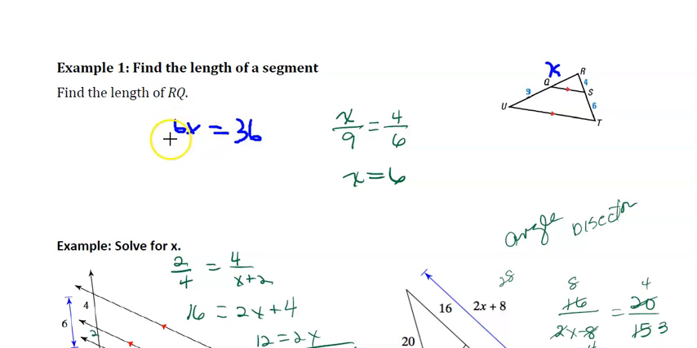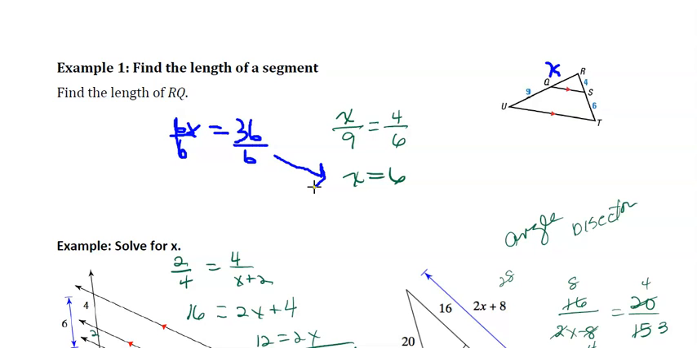Okay, divide. Your job is to isolate the x. Divide by 6. This is equivalent to 1, so x equals 36 over 6, which gives you x equals 6. Okay? So that's what I want you to write down.